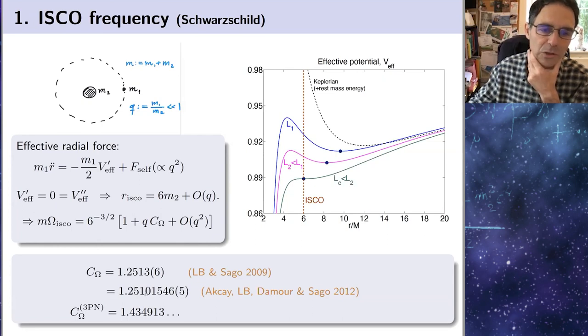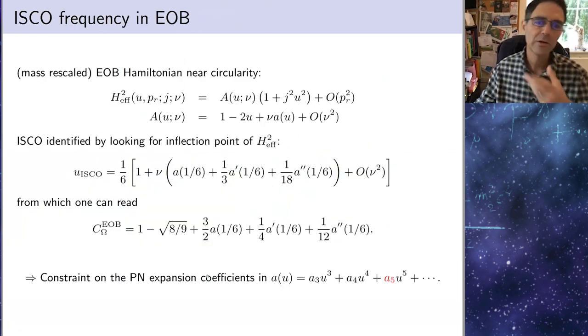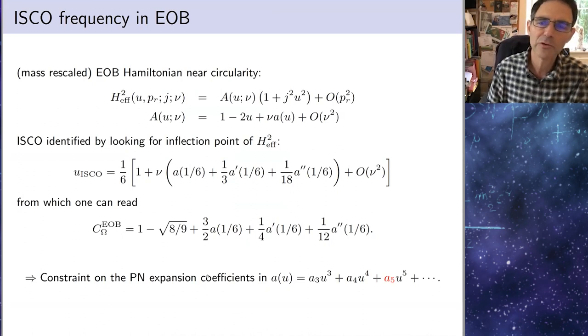This is the result, and then you can, for example, compare it with post-Newtonian calculations. And so this is a result we got later with Thibault when we have access to the energetics of the orbit once the first law of binary black holes was formulated. I'll talk about this in a moment. And now we can do the same thing from an EOB point of view.